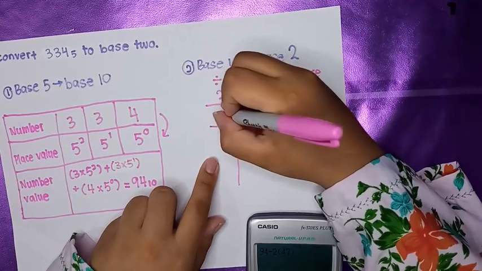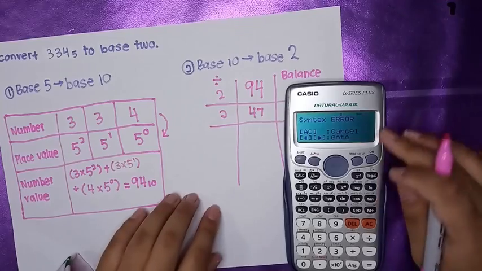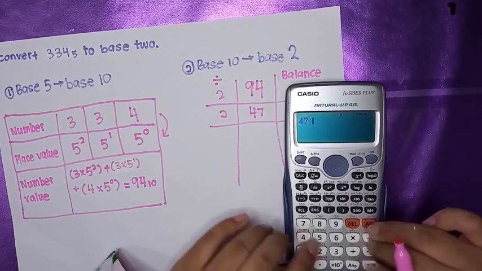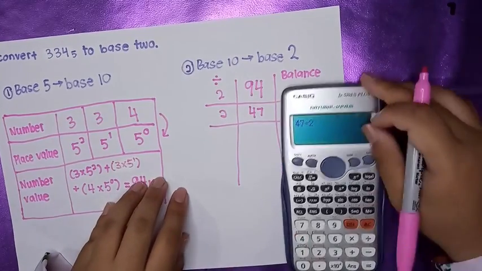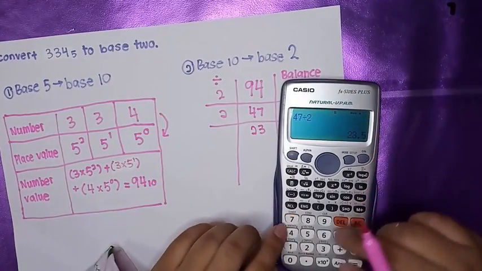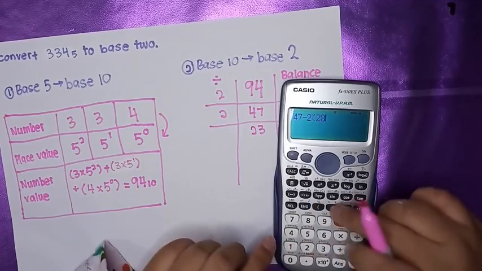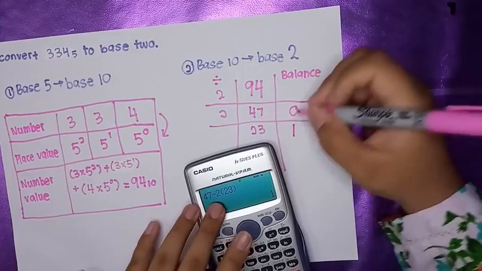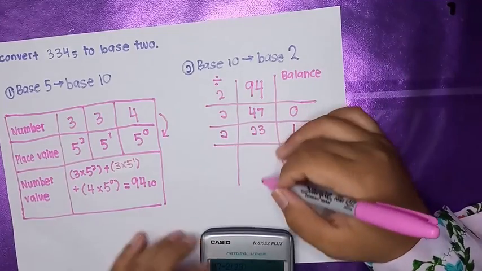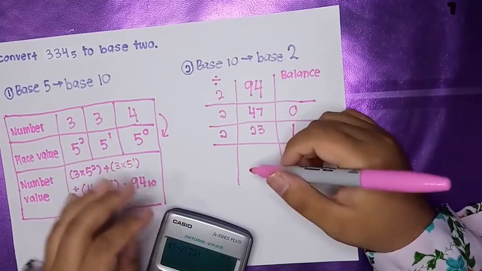Okay, we divide again by 2. 47 divided by 2 is 23. We check for the balance: 47 minus 2 times 23 gives 1, and then we divide again. We're gonna divide this number until it becomes 0.